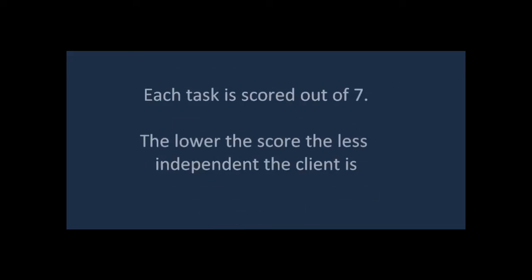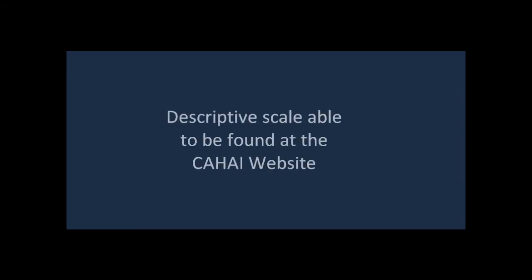Each activity is scored out of 7, 7 being the most independent and needing no assistance, and 1 meaning needing full assistance, so they are mostly dependent. Each activity has a fully descriptive scale in the CAHAI manual that the assessor can refer to after the conduction of the test. This means that the assessor needs to take careful note of what the client does in each activity. In this scenario, Norma would receive a 2 out of 7.